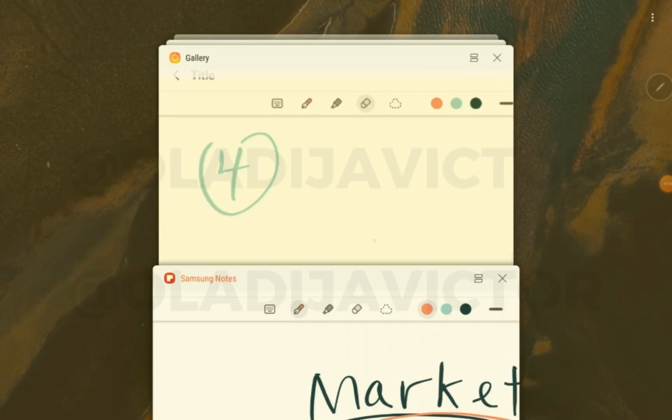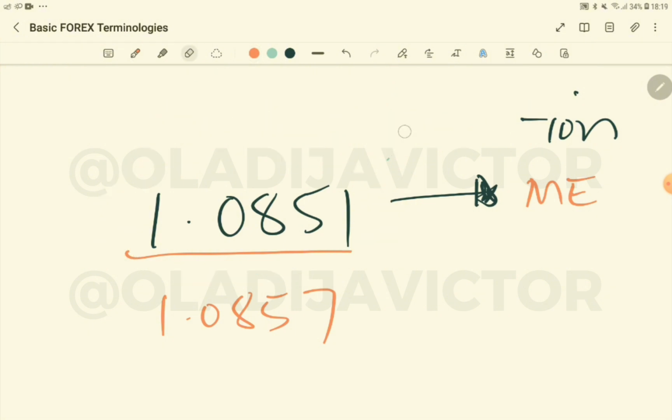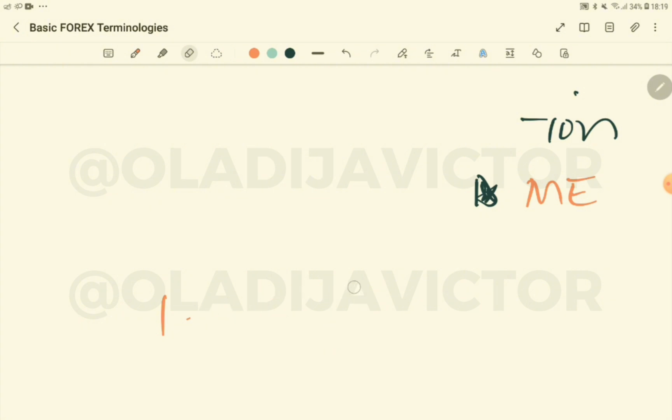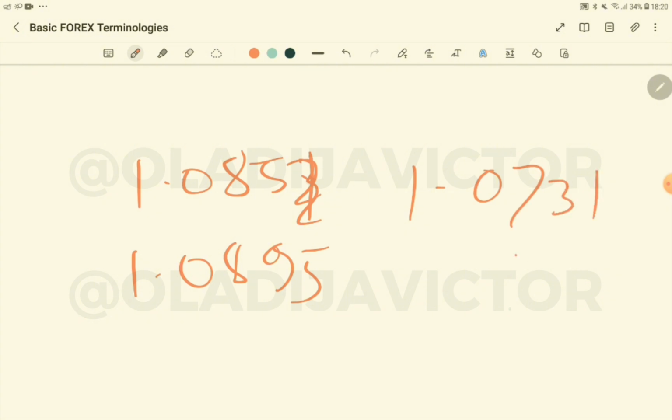Please just watch it as many times as you possibly can and try and understand it. The next term is appreciation. As easy as it is, appreciation means it is going up. Basically, depreciation means it's coming down. So if the price is currently at 1.0851 and it has been going up, it has gone to 2, 3, 4 until it has gone to 1.0895, it is appreciating. If it goes to 1.0731 and is going down, it is depreciating. Simple.